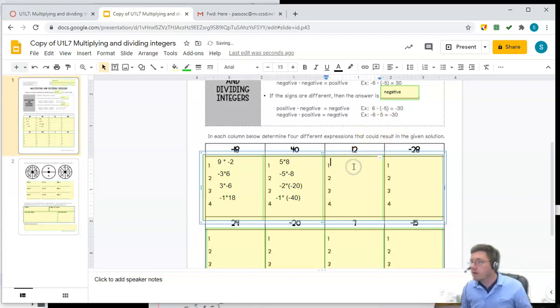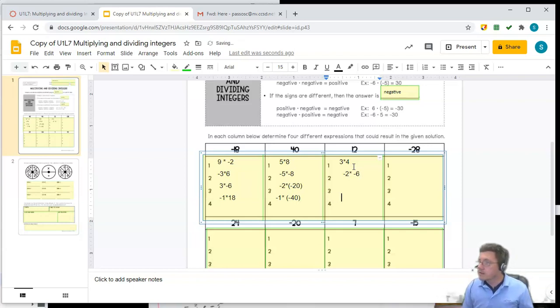Let's look at our 12. To get a positive answer, we either need two positives, say 3 times 4, or we need a positive and a negative. Or we need two negatives. So we could do negative 2 times negative 6. That'll also get us there.